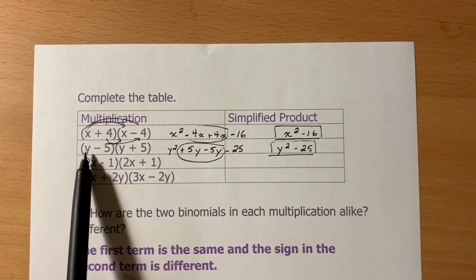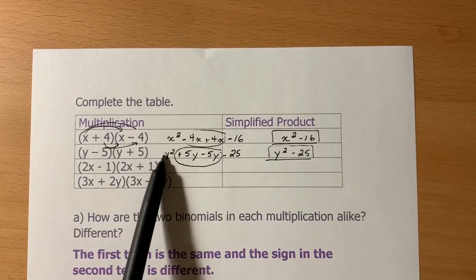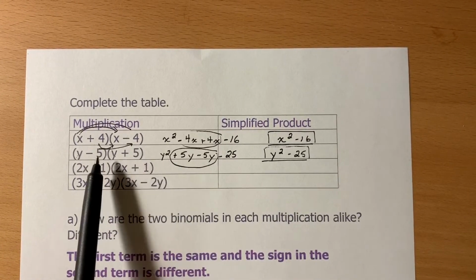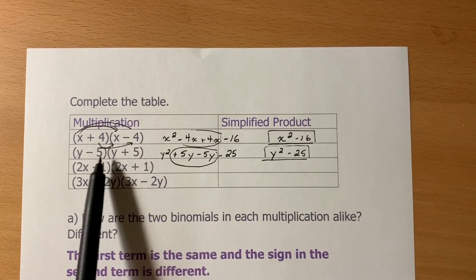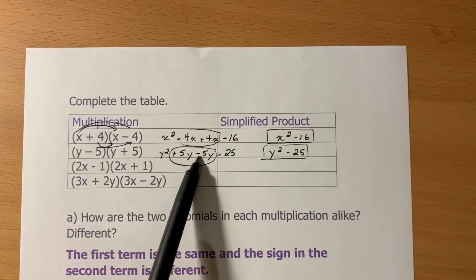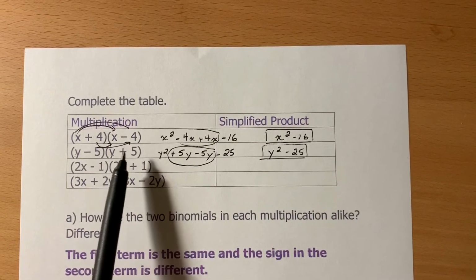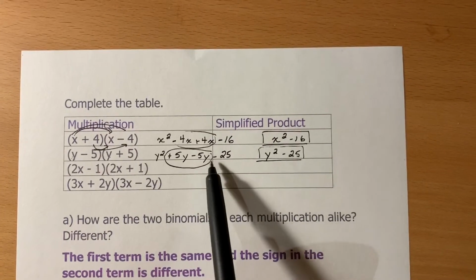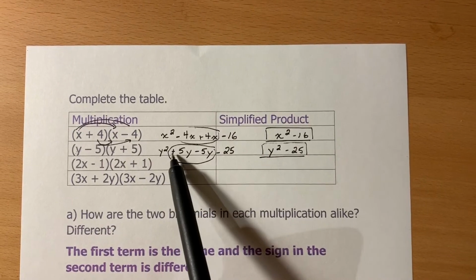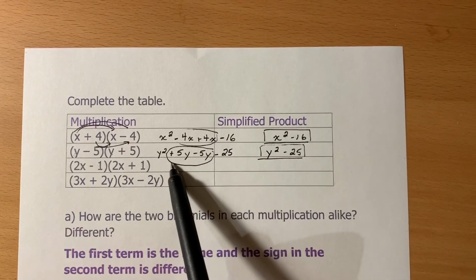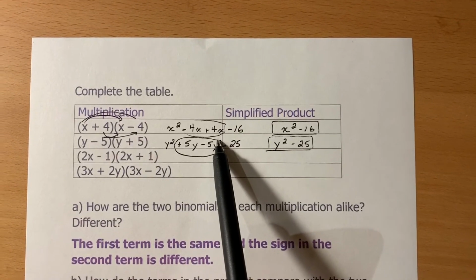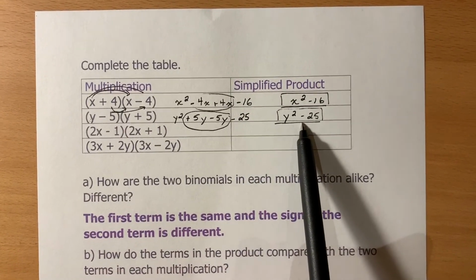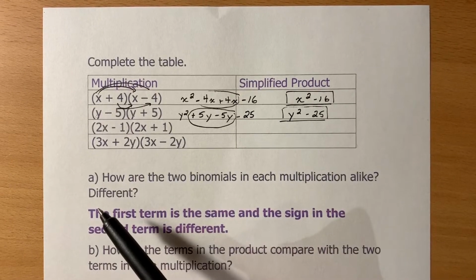So let's have a look at this one. So y times y, y squared, y times positive 5, positive 5y, negative 5 times y, negative 5y, negative 5 times positive 5, negative 25. Once again, the middle term was where we have the like terms. This is positive 5y minus 5y, so that simplifies to 0. So then you're left with y squared minus 25. Now, this is a special product also.